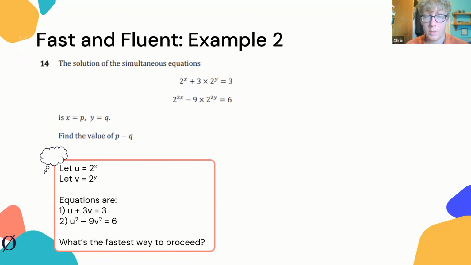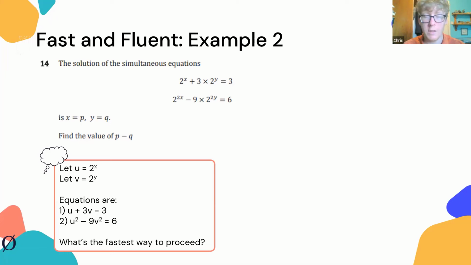In this question, we're given two simultaneous equations, and they've both got 2 to the x and 2 to the y in, and then the second one is 2 to the 2x and 2 to the 2y. They like this kind of question. Hopefully you've seen this trick before, that you can do a substitution and say, let u equal 2 to the x and v equal 2 to the y. Then we can rewrite our first equation as u plus 3 times v equals 3. And 2 to the 2x is just 2 to the x all squared, so we've got u squared minus 9v squared equals 6.